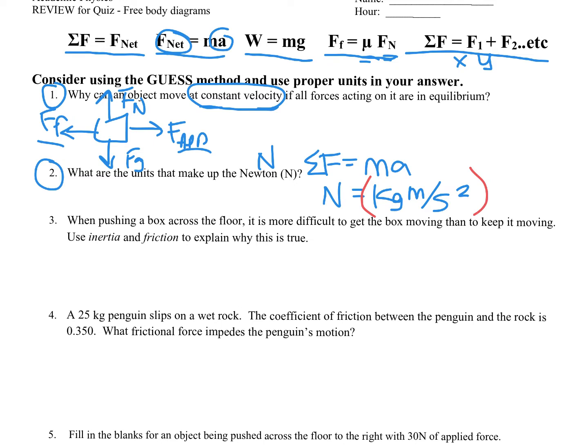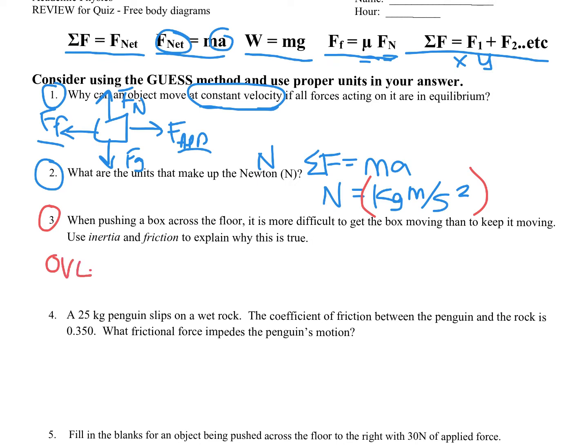Simple as that. Taking a look at number 3, when pushing a box across the floor, it is more difficult to get the box moving than to keep it moving. Use inertia and friction to explain why this is true. All right, no problem. First of all, let's think about what's going on here. To get the box to move, we have to overcome static friction, right? And to do that, since the box isn't moving, we also have to overcome inertia.